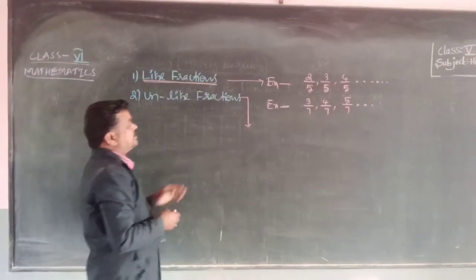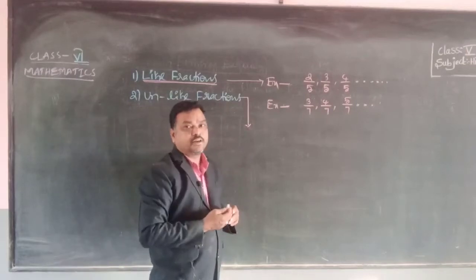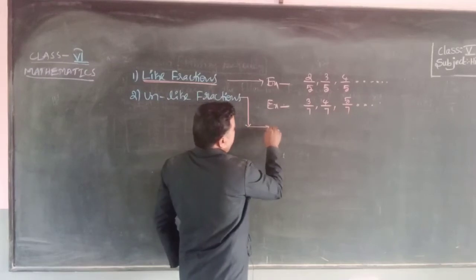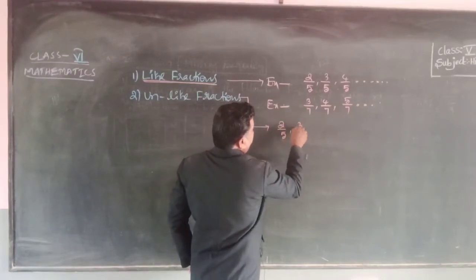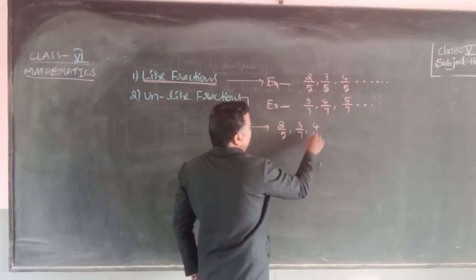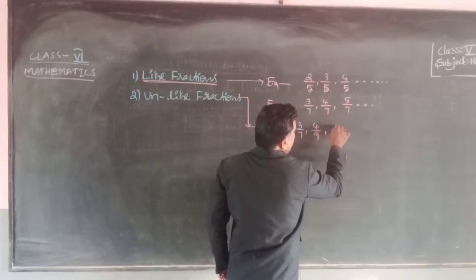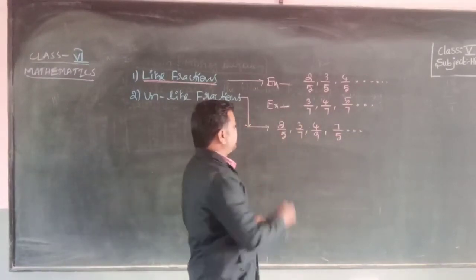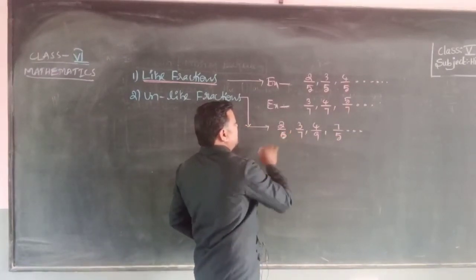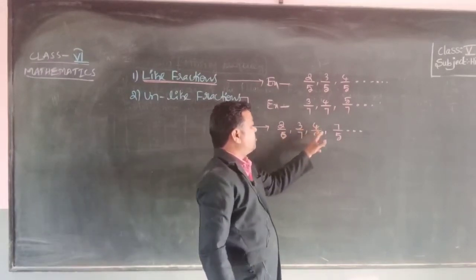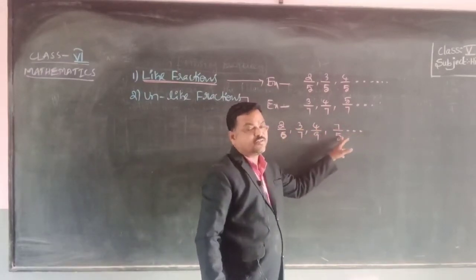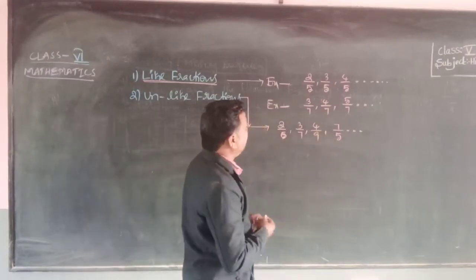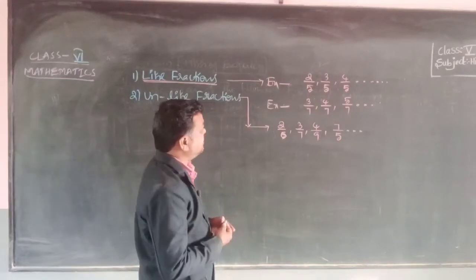Unlike fractions means fractions in which the denominators are different. Example: 2 by 5, 3 by 7, 4 by 9 and 7 by 5. In these fractions, 2 by 6, 3 by 7, 4 by 9, 7 by 5, and so on, the denominators are different. So these types of fractions are called unlike fractions.